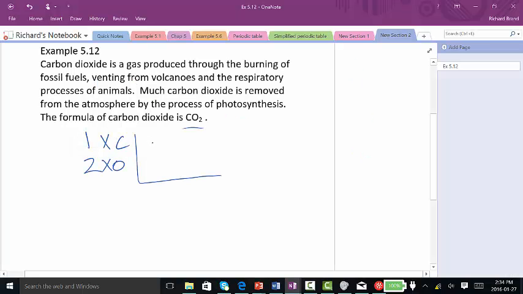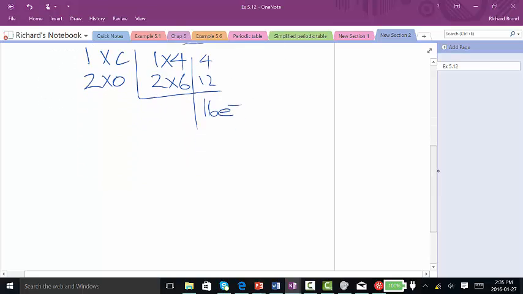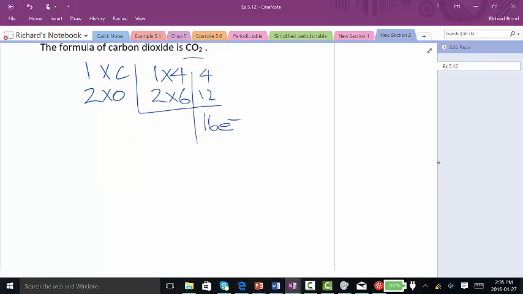It means we have one carbon atom, and each carbon has 4 valence electrons, 2 oxygen atoms, each oxygen has 6 valence electrons. So that means we got a total of 1 times 4 is 4, 2 times 6 is 12, 16 valence electrons to distribute in this compound. So I'm going to start by putting the atom that appears first in the formula, the carbon, as the central element. I'm going to put the 2 oxygens down on either side of it.